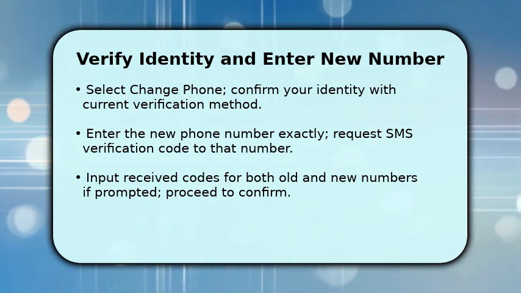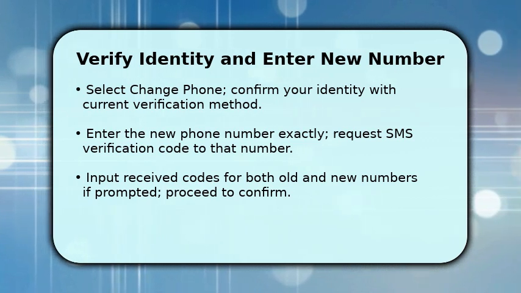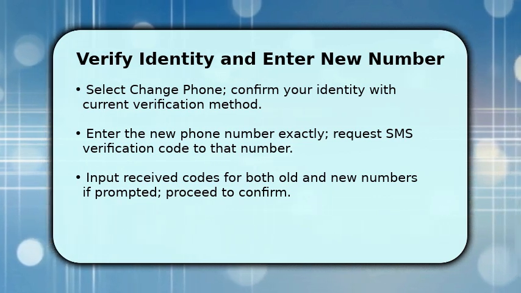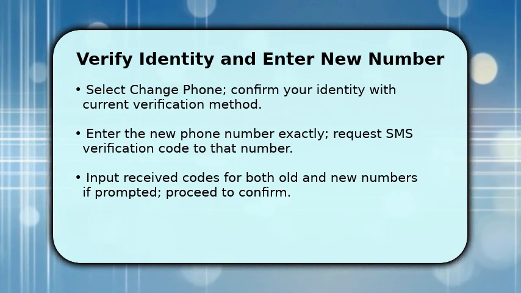Next, type the new phone number into the designated field and request the SMS code to be sent there. When codes arrive, enter them carefully. Sometimes QQ sends one code to the old number and one to the new number to prevent hijacking. After both codes are accepted, press Confirm to bind the new number to your account.